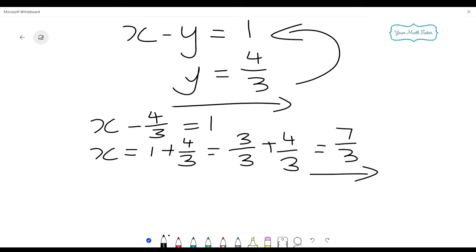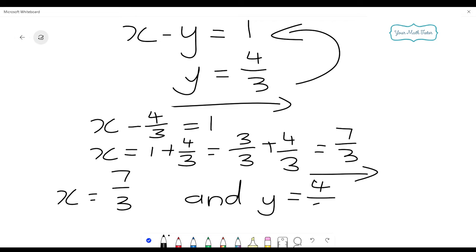So at the end we have that x is equal to 7 over 3 and y is equal to 4 divided by 3. And these are the only possible solutions for x and y for this particular system of linear equations. Therefore, we can say this is a consistent system of linear equations with exactly one solution.